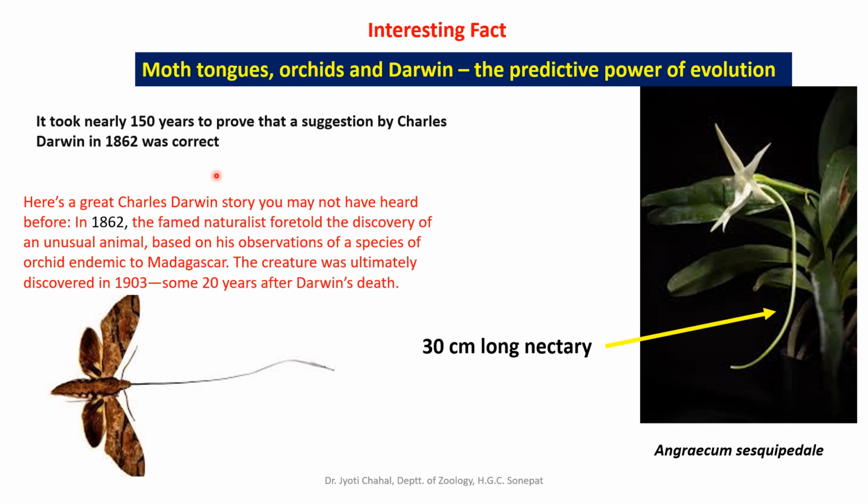What he speculated: actually a friend of Darwin gifted him a series of orchids, and among those orchids there was one orchid which was termed the white star orchid. Because the flowers are white and star shaped, these are termed white star orchids, and the scientific name is Angraecum sesquipedale. Now Darwin observed that this white star orchid has an exceptionally long nectary.